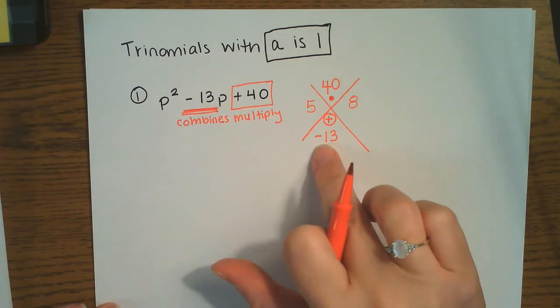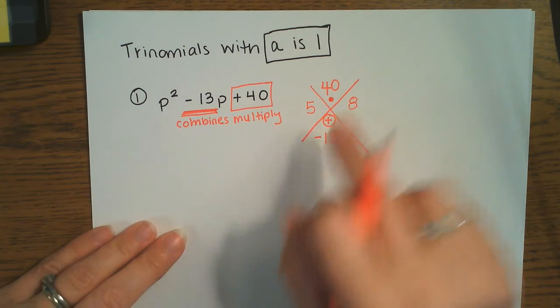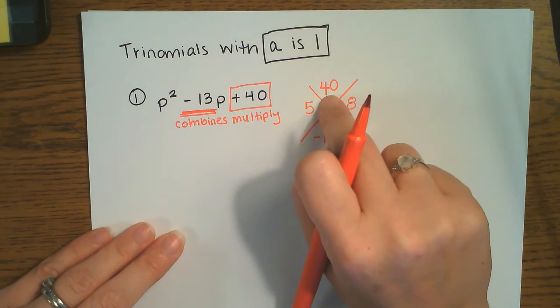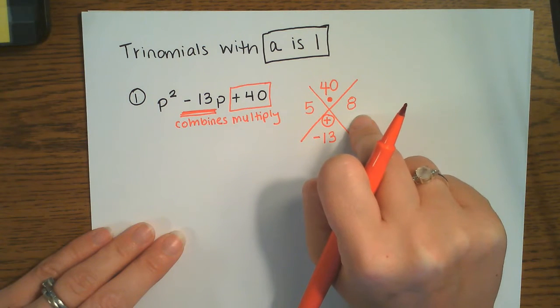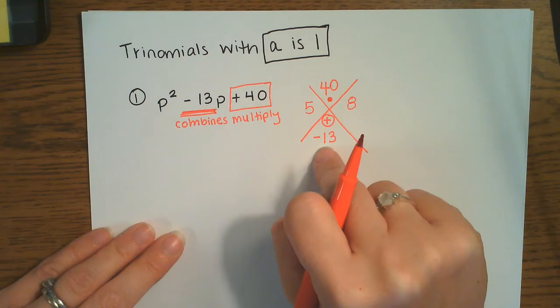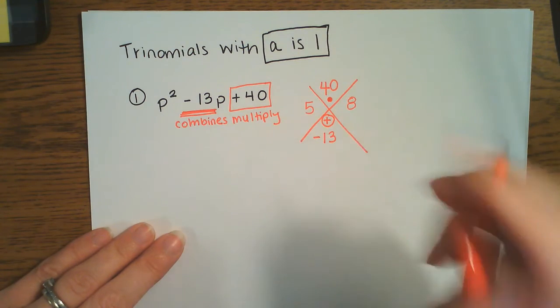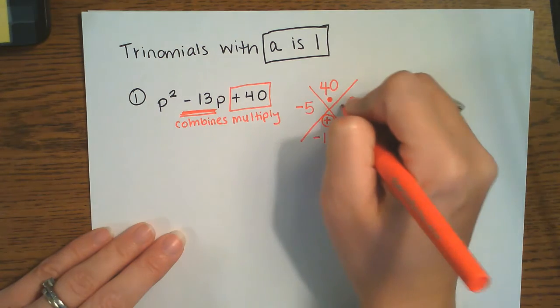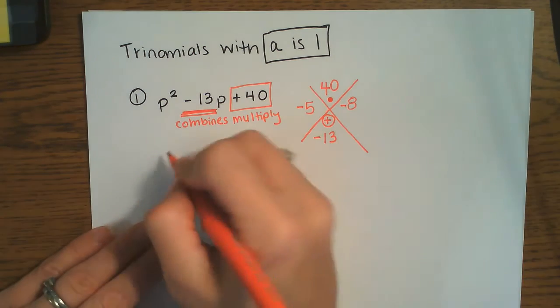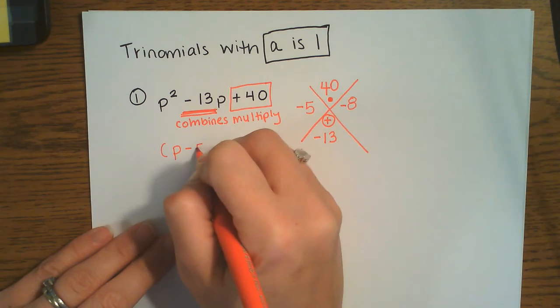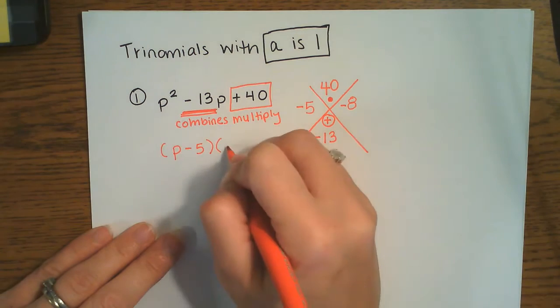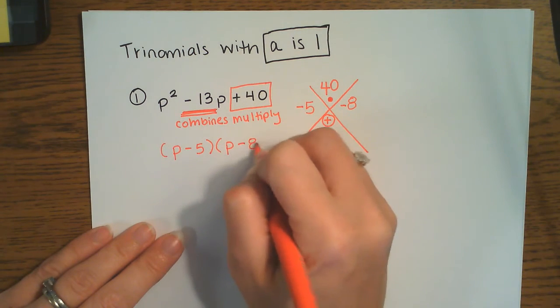But I also need to be aware of the signs. 40 is positive, so that tells me that 5 and 8 are going to have the same sign, either both positive or both negative. But since this is a negative 13, when I add them together, that tells me that they're both negative. So I'm going to set them in the parentheses, p minus 5 times p minus 8.